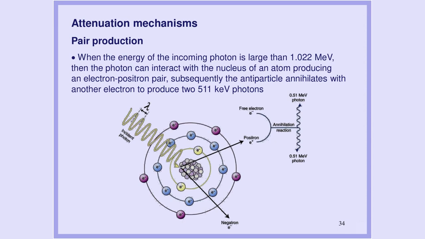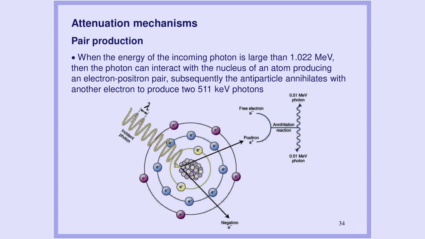When the energy of the incoming photon is larger than 1.022 mega-electron volts, then the photon can interact with the nucleus of the atom, producing an electron-positron pair. Subsequently, the antiparticle annihilates with another electron to produce two 511 kilo-electron volt photons. This is shown in the diagram on this slide.